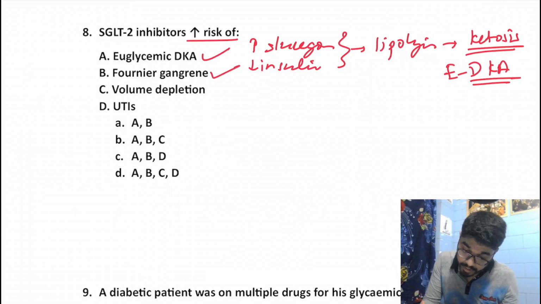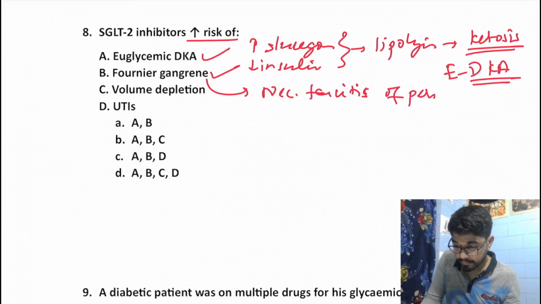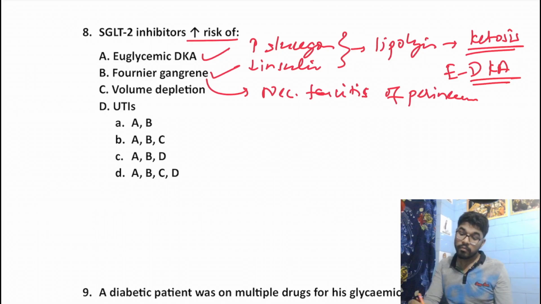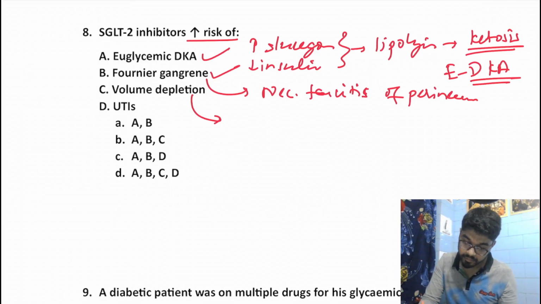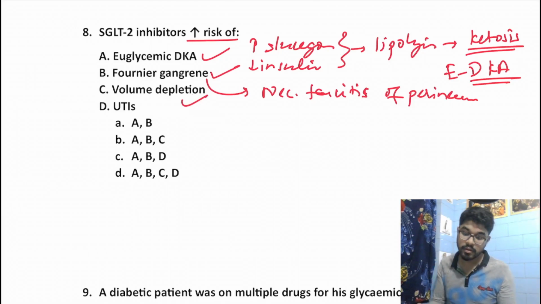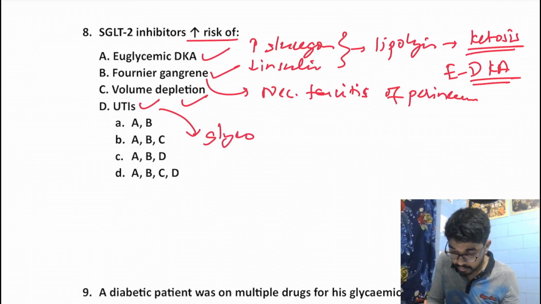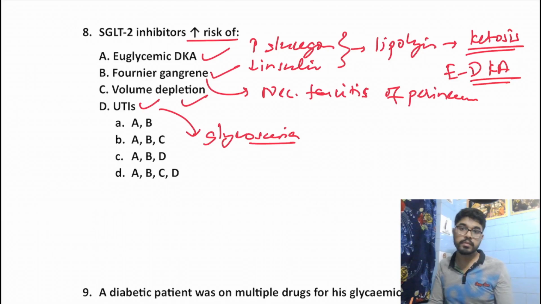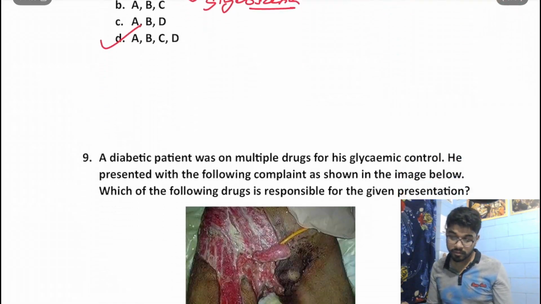Fournier's gangrene, yes, we do get this Fournier's gangrene. It is nothing but the necrotizing fasciitis of the perineum. Okay. Volume depletion, we have already read. There is natriuresis. There would be decreased reabsorption of sodium and water besides glucose. That's why, yes, we do get volume depletion. UTIs, yes, we do get UTI. This UTI is due to glycosuria. Increased glycosuria will, of course, increase the risk of UTI. So all the options are correct. Our answer should be D. Again, an all-of-the-above type question. Okay. Moving on to the next question.